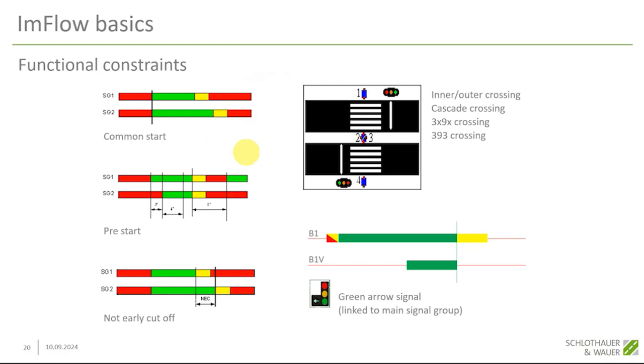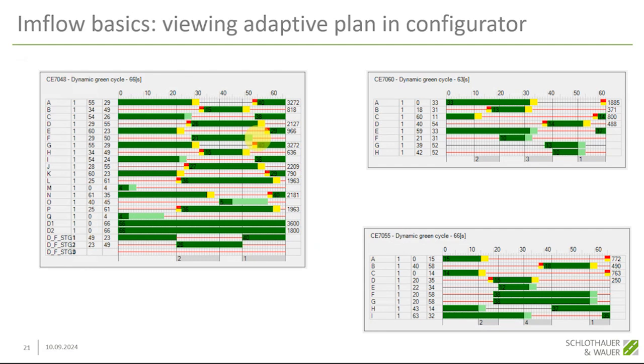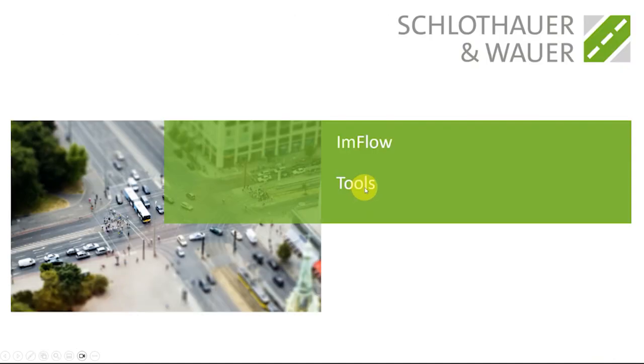When you've defined all these constraints and parameters, especially for the green times, you might be interested in, okay, what is the result? What will the control do with that under certain circumstances? And ImFlow has the possibility to look at these resulting plans in its configurator. For example, this plan would represent what happens if all directions send a demand and have a maximum demand on them.